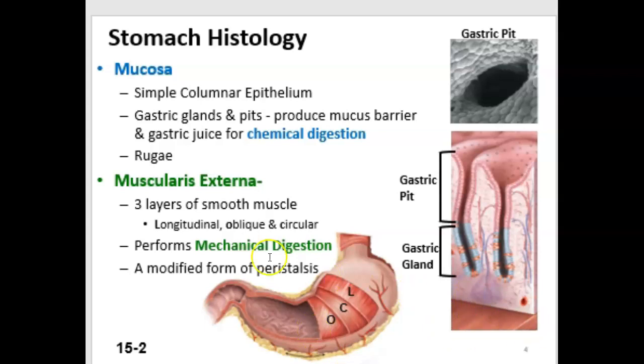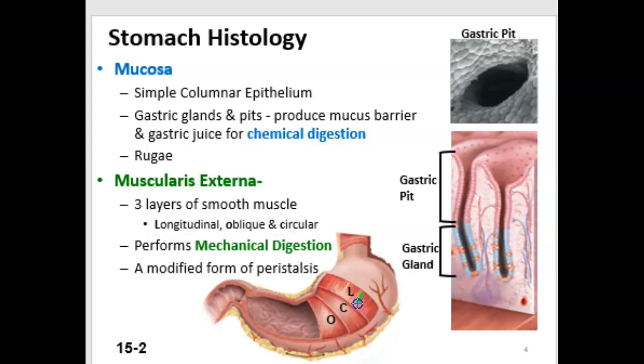And the extra layer is called the oblique layer. There's always in the alimentary canal a longitudinal layer, meaning muscle fibers that run lengthwise, and a circular layer. The muscle fibers run in a circle around the circumference, I should say, of the alimentary canal. But in the stomach, we also have an oblique layer. And I have them labeled here.